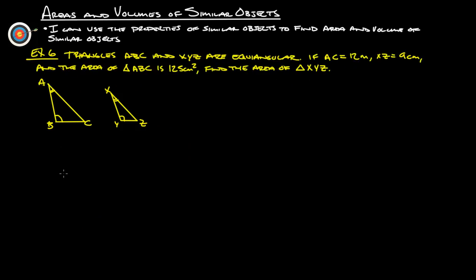Triangles ABC and XYZ are equiangular, so therefore they have to be similar. If AC is 12 meters, and XZ, this one right here, is 9 meters. These are all centimeters, so let's just change these all to meters. And the area of triangle ABC is 125 square meters. Find the area of triangle XYZ.